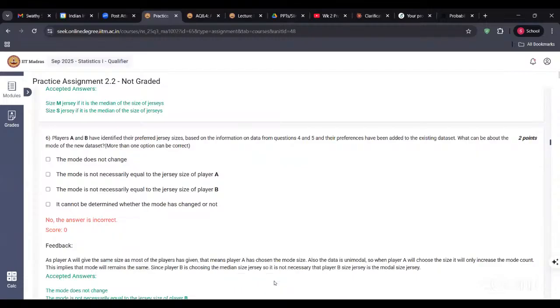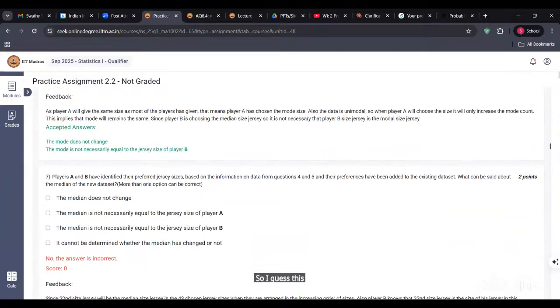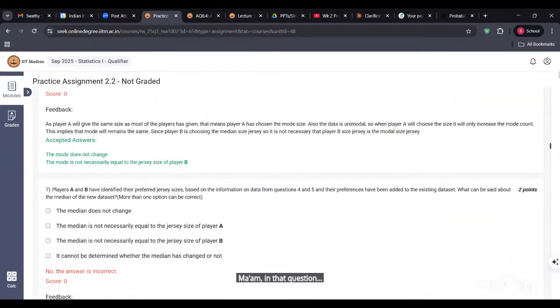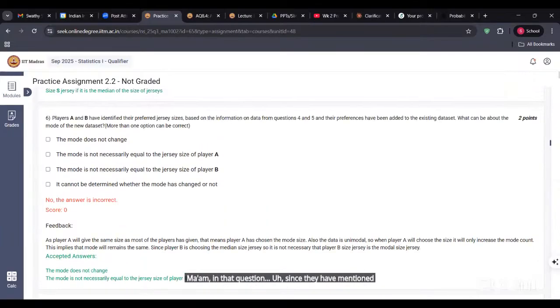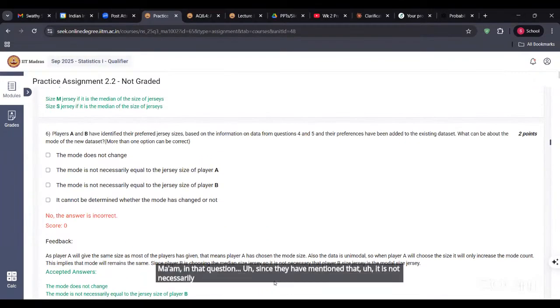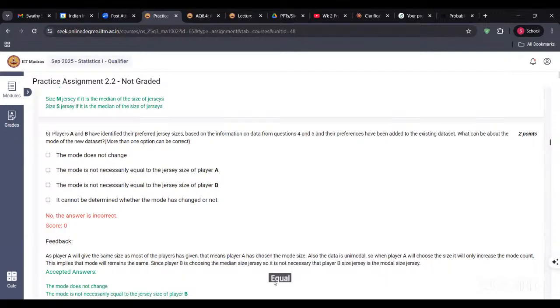Yes, ma'am. Okay. In that question, since they have mentioned that it is not necessarily, if at all there is a chance that the jersey size of player B is equal to the mode, it will be equal only when the mode and median are the same, right? Correct. Okay.